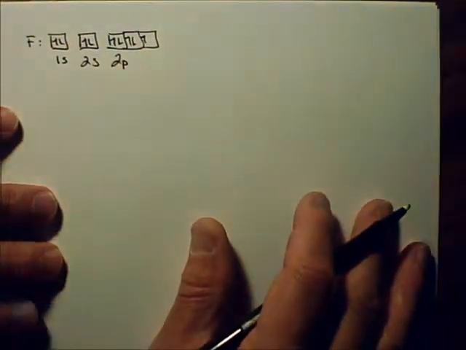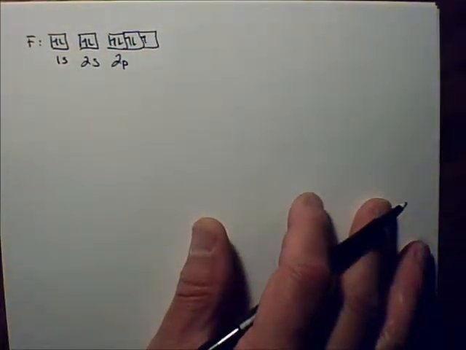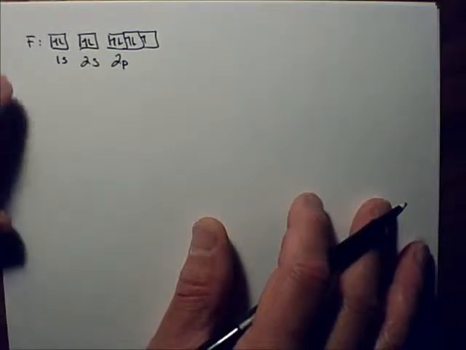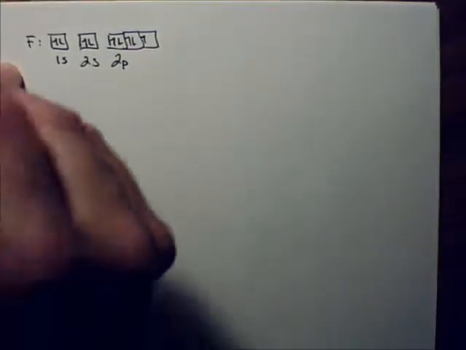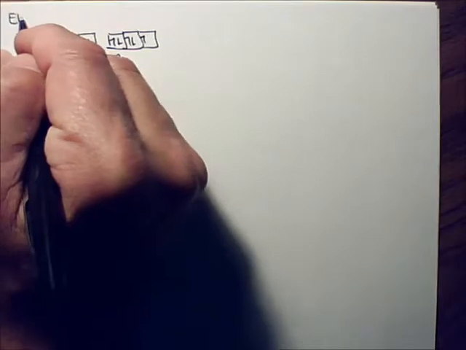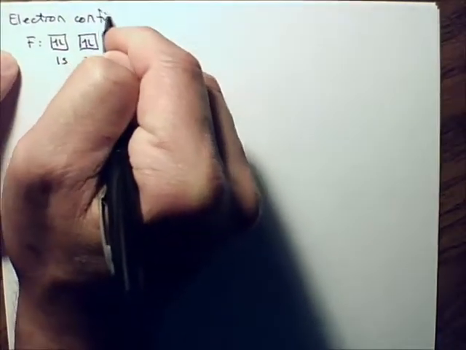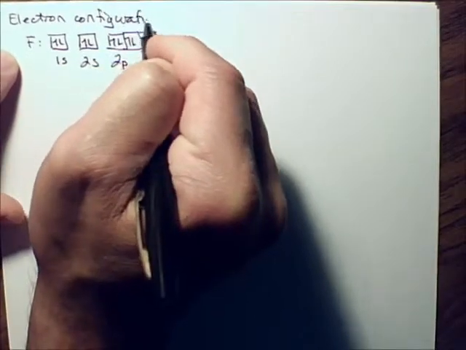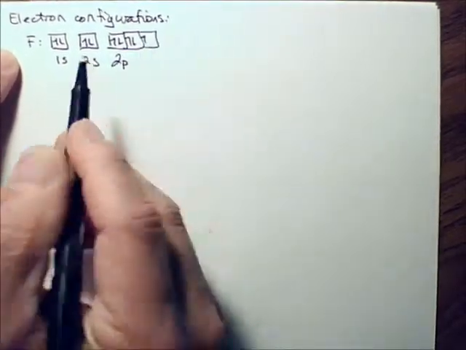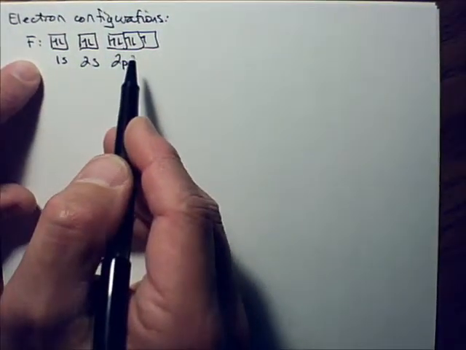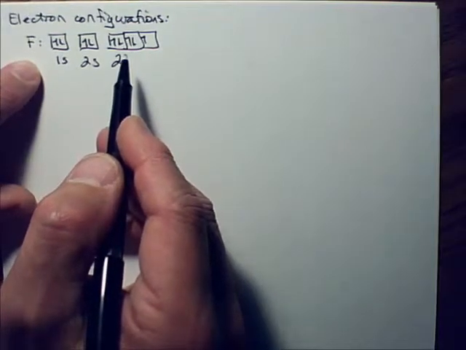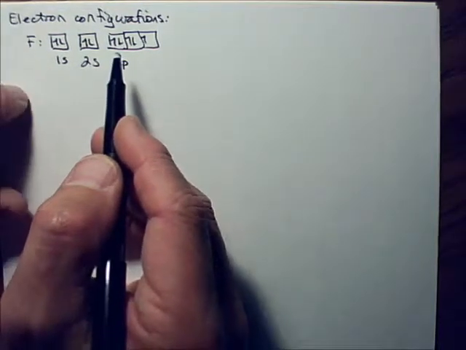Alright, so we just finished up looking at fluorine's orbital rotation in the previous assignment, where we're going to look at what are called electron configurations now. So this is the orbital rotation for fluorine. Electron configurations are kind of a condensed version of that.